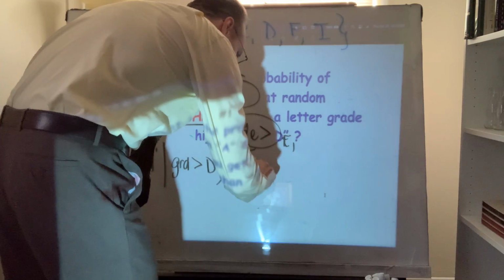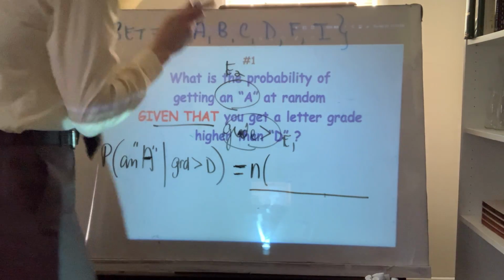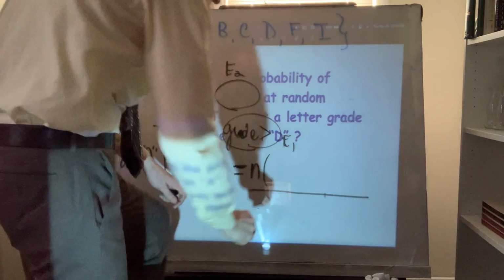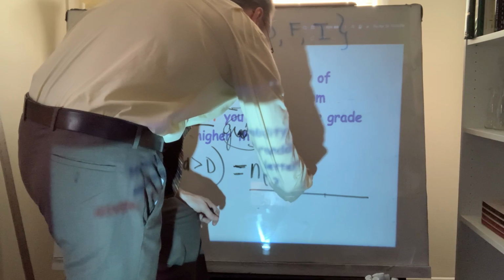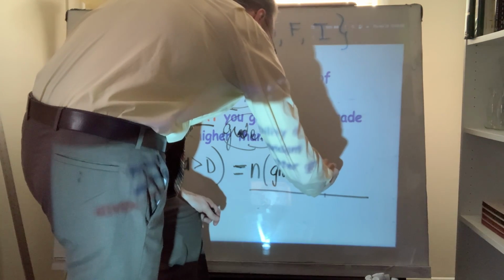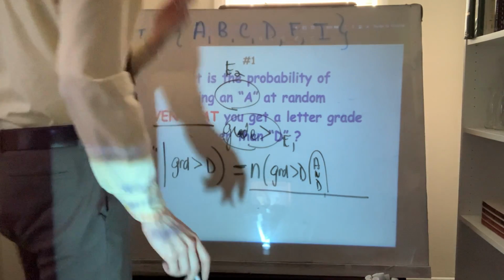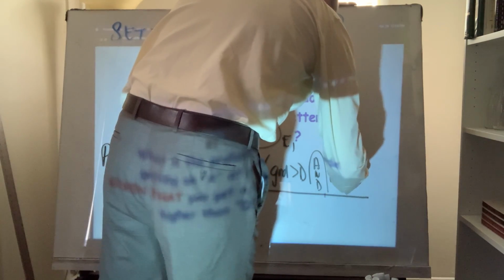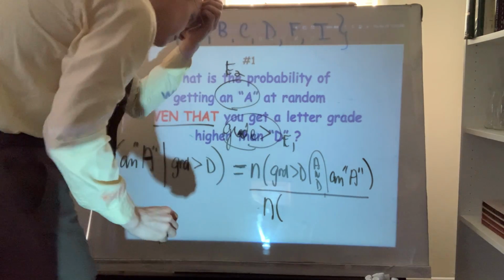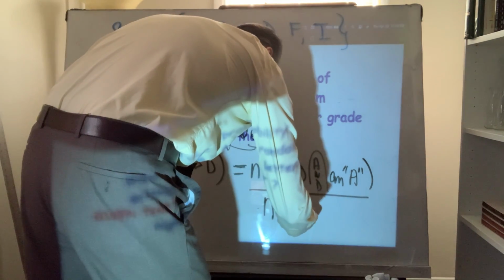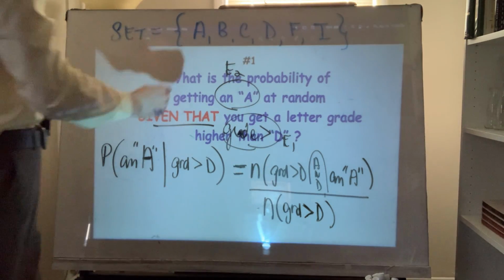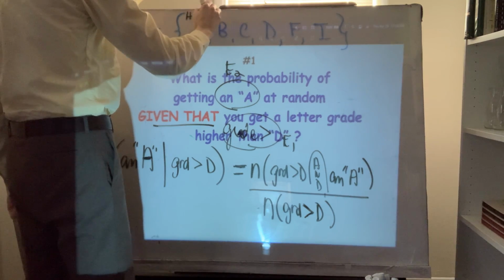So this is the number of outcomes favorable to the event of a grade greater than D and the intersection. In this case, the intersection is probably a little bit easier to think about that way. And A, specifically, over the number of grades greater than D. That is higher in this list, right? A is regarded, of course, as being the highest.